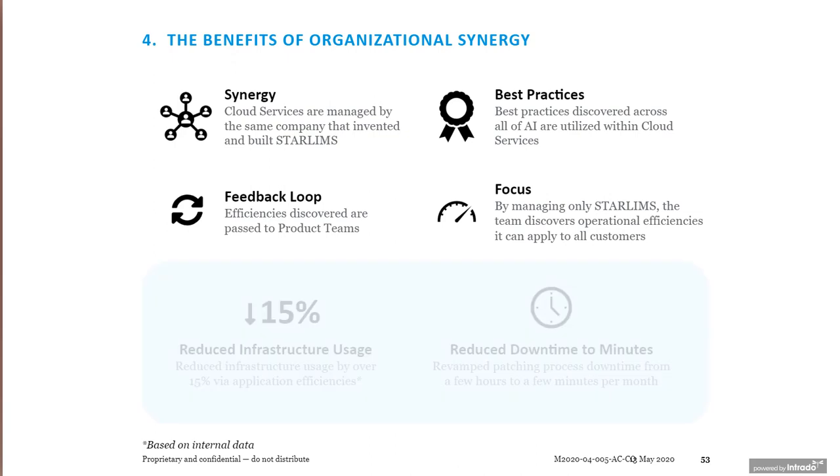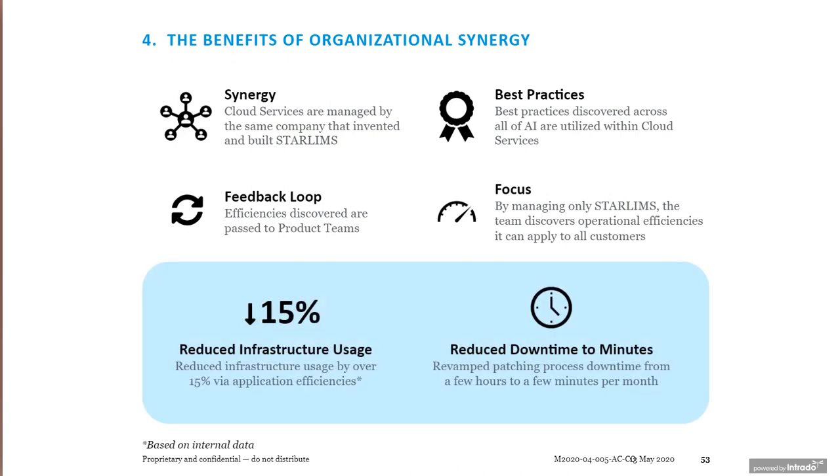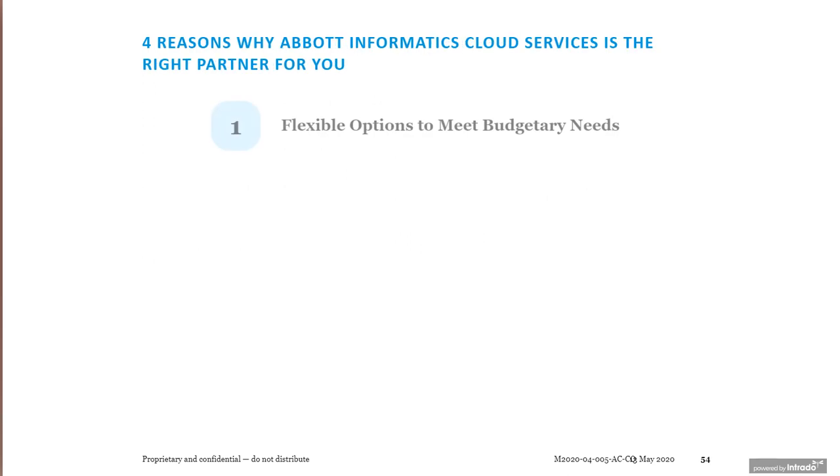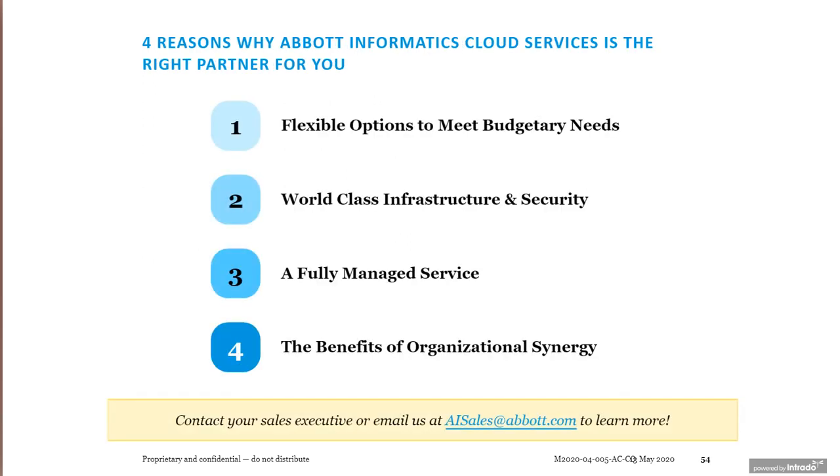So just to give you an idea of the benefits of this, in the last year, the team has been able to reduce the infrastructure usage 15% by looking at optimizing the application through various methodologies. And another benefit that they were able to offer our customers: in the past, it would take a few hours for the system to be down every month to do patching and other kinds of updates, but they're actually able to apply automation to revamp that patching process from a few hours down to a few minutes per month, allowing less downtime for our customers.